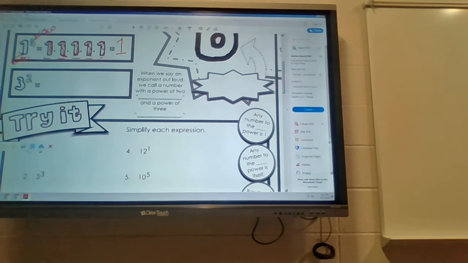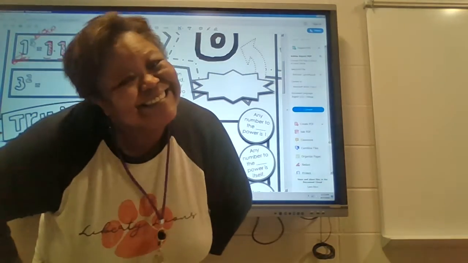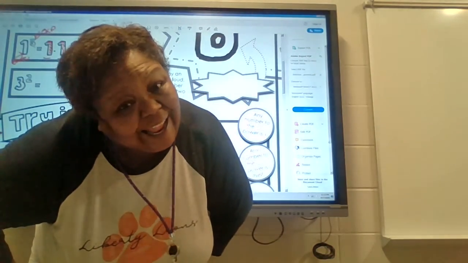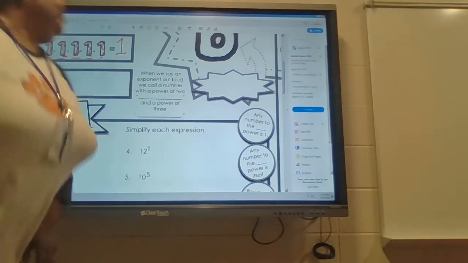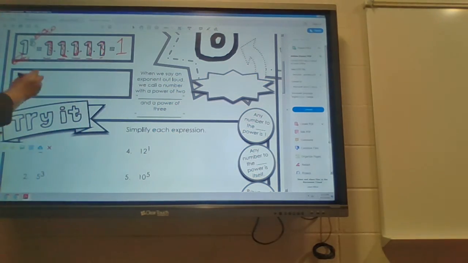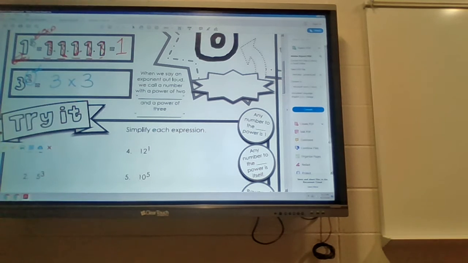Okay. Let's switch colors. Blue. Now 3 to the second power. That is not 3 times 2, okay? If you do 3 times 2, Miss Sledge is gonna scream. So 3 to the second power, how many 3s will I have? Right, 2. So it's gonna be 3 times 3.